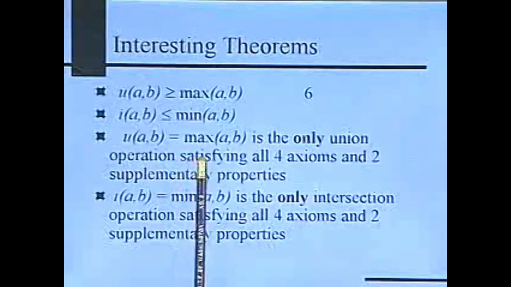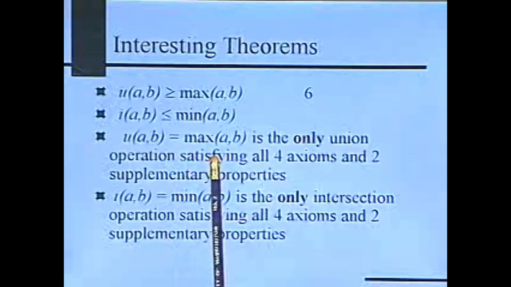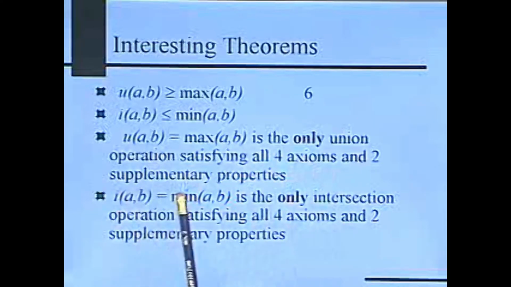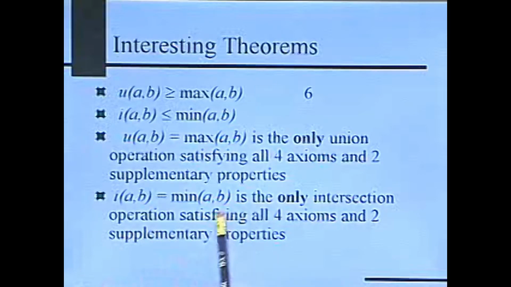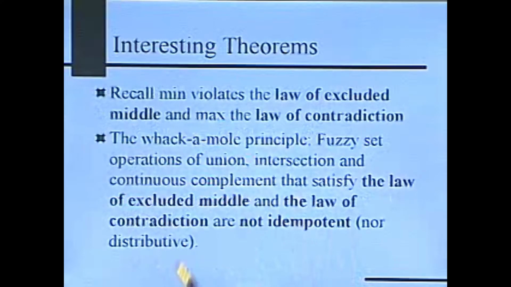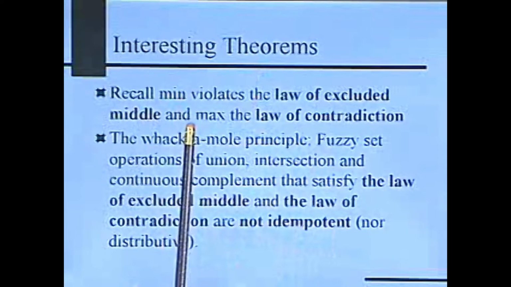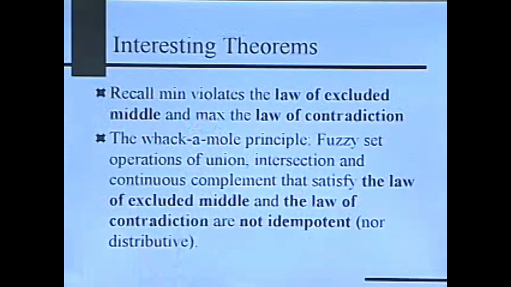We mentioned again the genius of Zadeh originally, that the maximum is the only union operation satisfying all four axioms and two supplementary properties, including idempotence and continuity. The minimum is the only intersection operation satisfying all four axioms and two supplementary properties. Not included in these properties are the law of excluded middle and the law of contradiction, because the min and the max don't do this. Recall that the minimum violates the law of excluded middle and the max violates the law of contradiction.